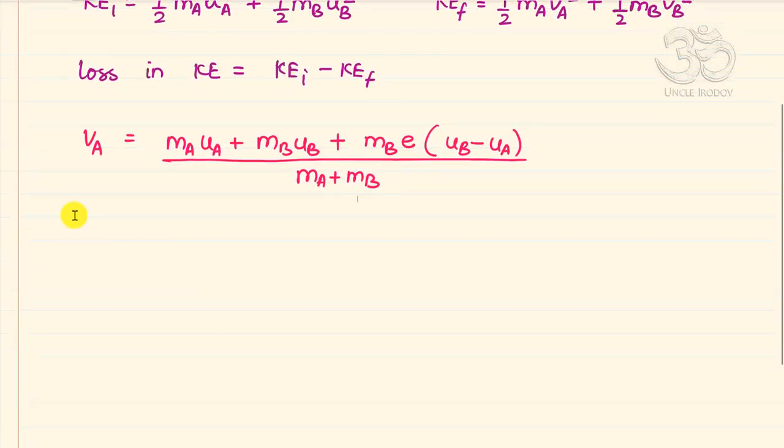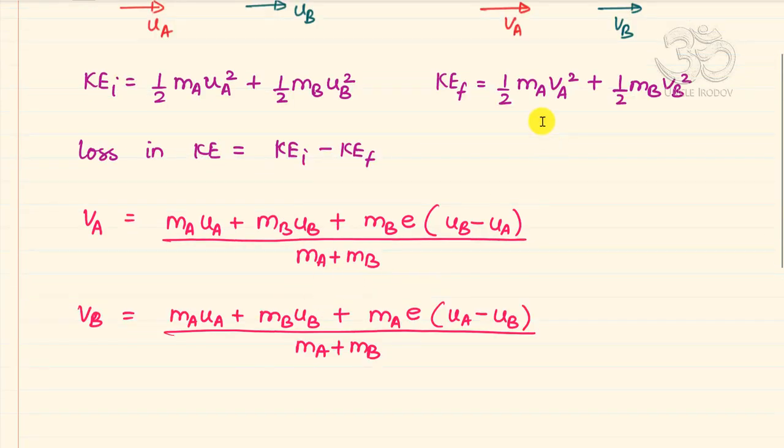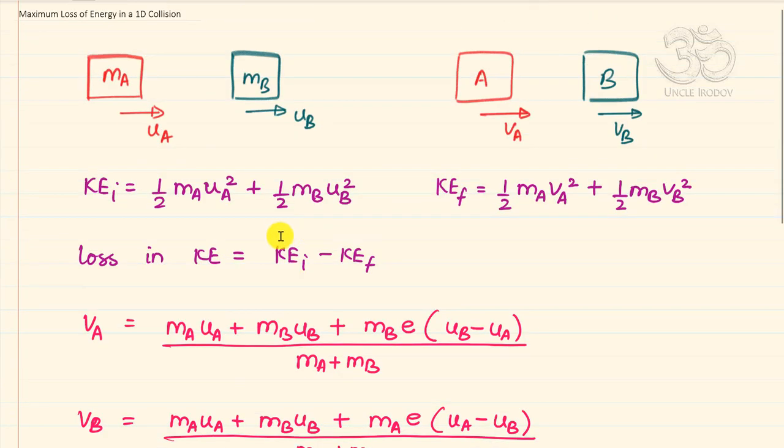And then we have a similar huge expression for VB. VB is in fact MA UA plus MB UB plus, now here instead of MB we have MA into E into UA minus UB, divided by MA plus MB. So this is the entire expression for VA, this is the entire expression for VB, and you have to substitute these two here in VA square and VB square. You know just by having a look at these expressions that it's going to be huge. So we don't want to do that.